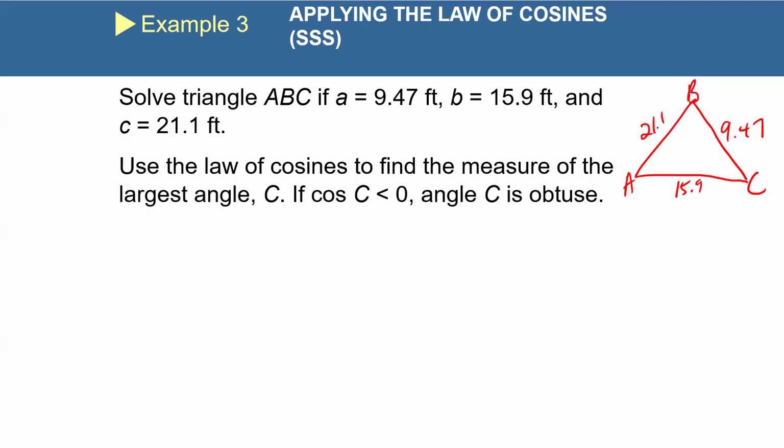Does that make sense? Because it's our biggest side, we're going to start looking for C first. If you don't have the angle, you go for the biggest. So we're going to do C squared equals A squared plus B squared minus 2AB cosine C, and plug in what we know, which is all of our sides.